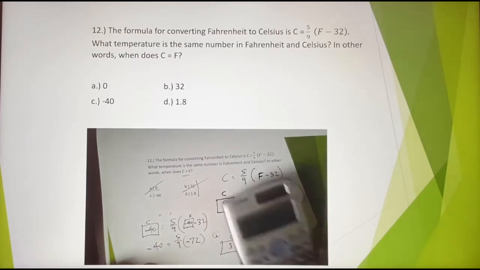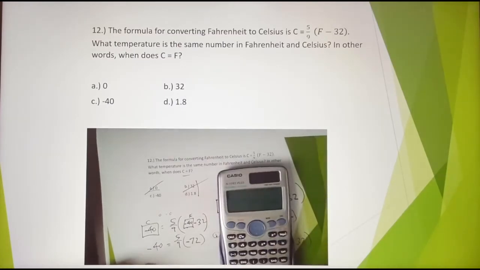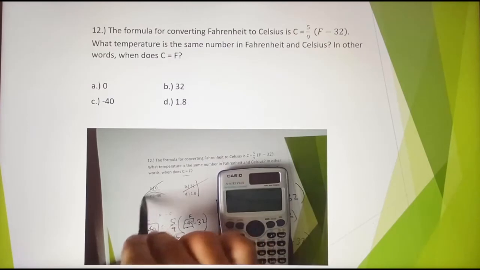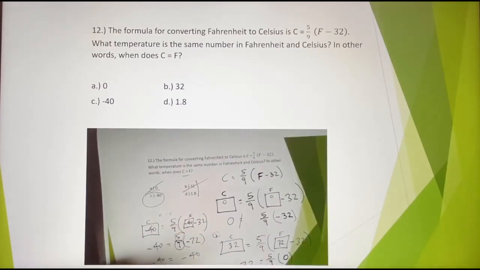All right, and then this part could be just some calculator work, right? If I've got a negative 72, I'm going to multiply it by 5, multiply it by the numerator. And then I'm going to divide it by the 9. And guess what? I've got negative 40. Negative 40 is equal to negative 40. So my answer is C. I don't even have to spend time doing D.